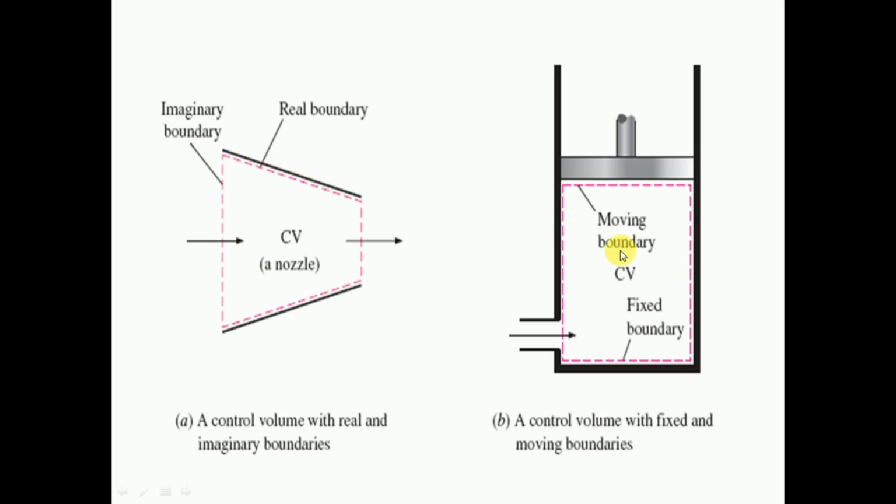And here the control volume with fixed and moving boundaries. The piston and cylinder is taken as the example. Here the line near the wall is a fixed boundary. As the piston is moving, this line is moving, and the volume is changing. That is the moving boundary. With this we are going to consider the control volume and the control surface concerned with the open system.